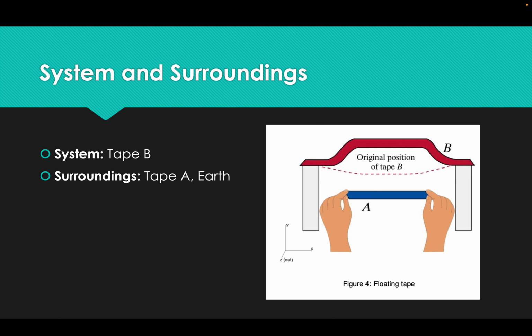So here are the system and surroundings for the lab. The system, as we can see here, is the red tape, which is tape B, and the surroundings were tape A and the earth and everything else.